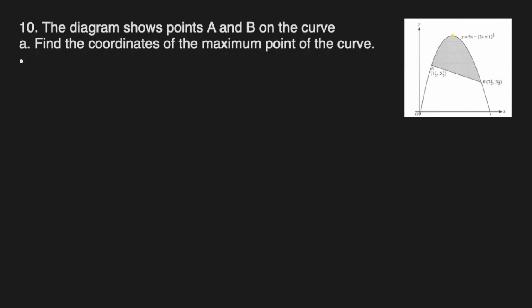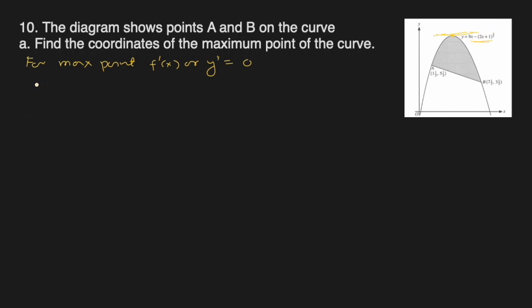To find the maximum point, we can write that for the maximum point, the gradient of the tangent at that point is equal to 0. Let me show you, this is the tangent, and we can see its gradient is 0. It's a horizontal line, so f prime x or y prime, the first derivative, will be equal to 0. That means we have to find the first derivative of y equals 9x, this one.